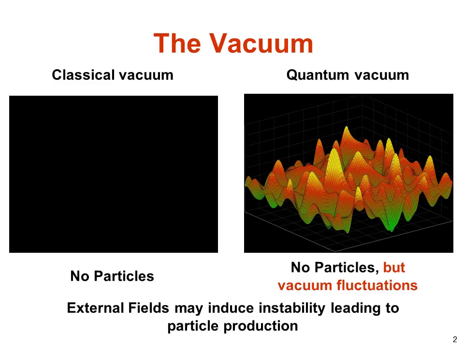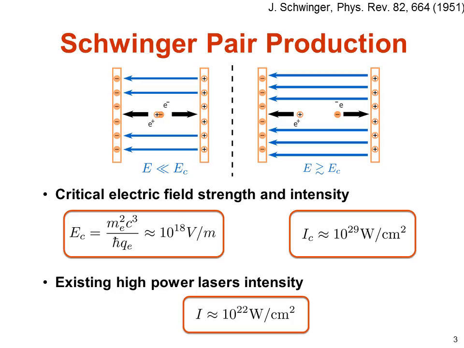In quantum electrodynamics, external electric fields are able to separate the virtual particle-antiparticle pairs, create real particles, and in this way destabilize the system. This creation of electron-positron pairs out of a classical electric field is also known as Schwinger pair production, which we explain now.